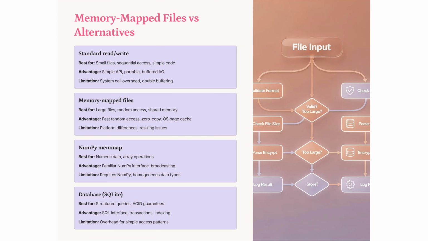Memory-mapped files excel with large files and random access, offering fast, zero-copy operations using the operating system page cache. However, they face platform differences and resizing issues. NumPy's memmap is ideal for numeric data, leveraging a familiar interface and broadcasting, but requires NumPy and homogeneous data types. Standard read-write suits small files, while SQLite is best for structured queries.